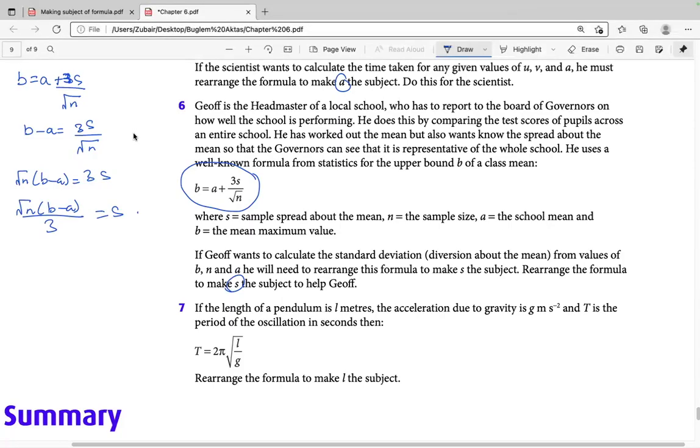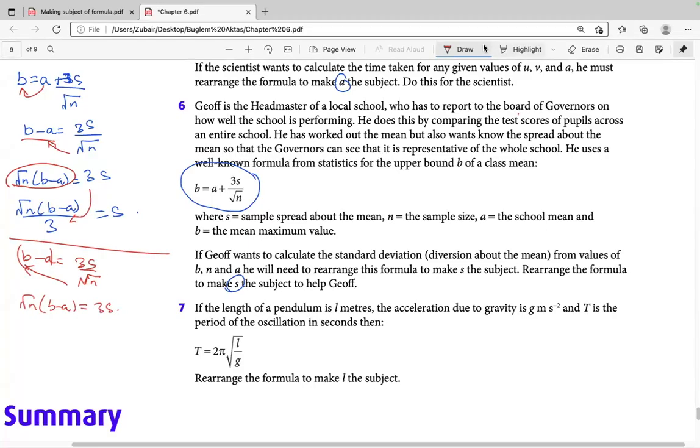Actually, there was no need to square. That is mathematically correct if you've done that, but it was not required. Just take this A on the other side, get B minus A, then multiply this on the other side as it is, then divide by 3 and you get it. And if you've taken square, no issues. B minus A equals 3S over square root N.